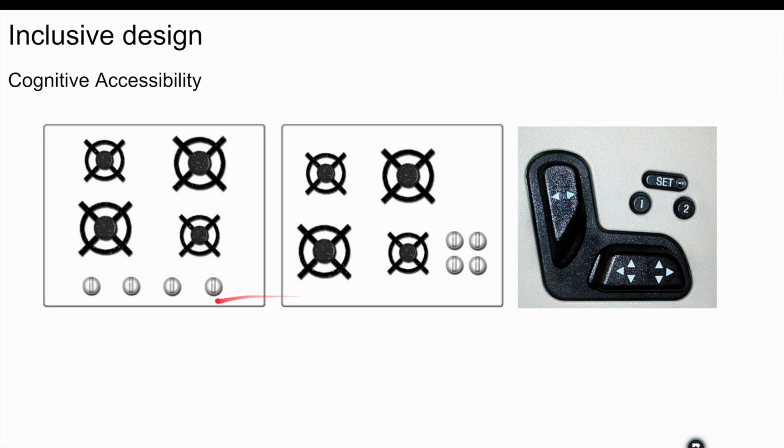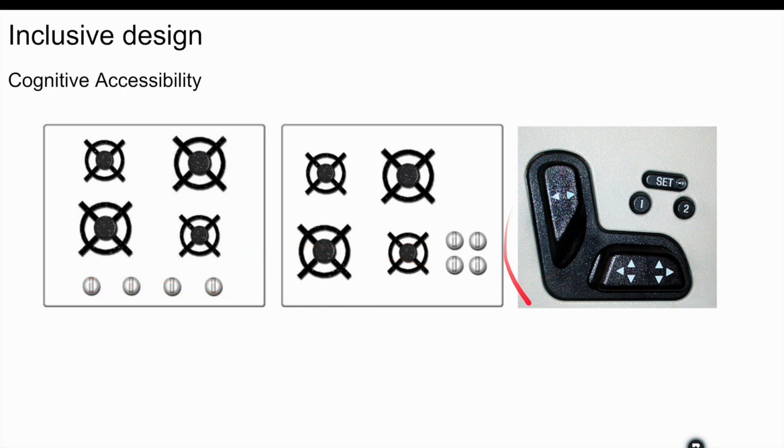So somebody may not understand that these different knobs go with different burners. In fact, I don't know which burner this knob goes with, but here it's mapped well, and I can see that, oh, okay, this one goes here, and this one goes here, and this one goes here, and this one goes here. So someone with some sort of cognitive disability, this would be a better design because it's mapped well and they can understand the correlation of the knobs to the actual burners, compared to this where it's not entirely understandable.